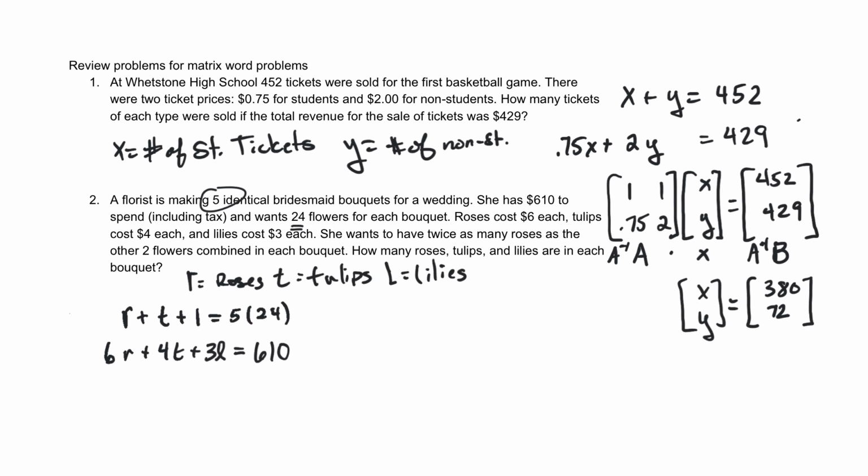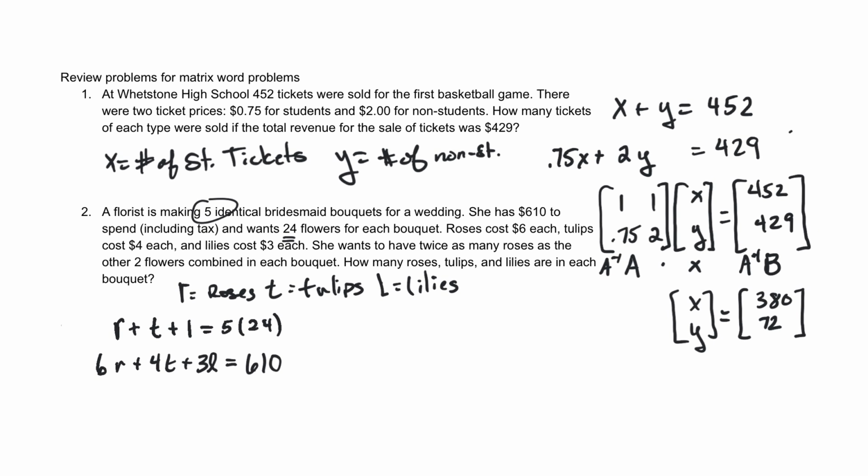That's 3 variables. I have 3 equations. There's one more thing that we haven't done anything with, and that's the part that's probably the most confusing. It's this piece right here. We want to know the number. She has twice as many roses as the other 2 flowers combined. So that means the number of roses is equal to 2 times the other number of flowers combined.